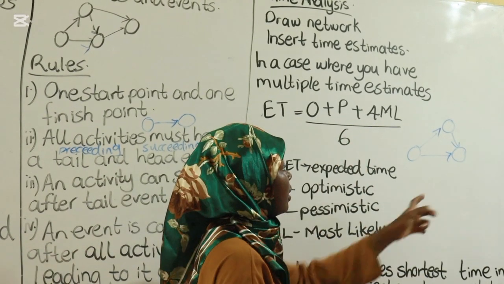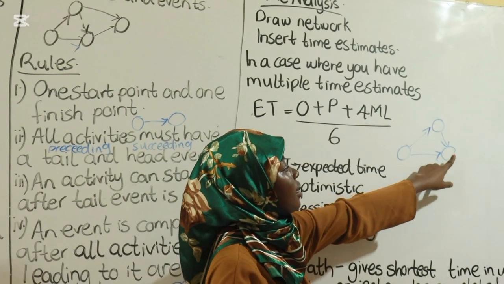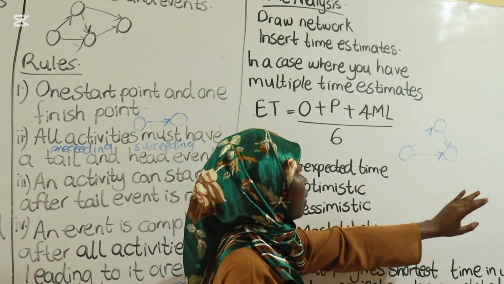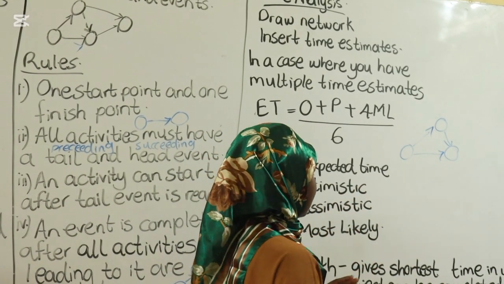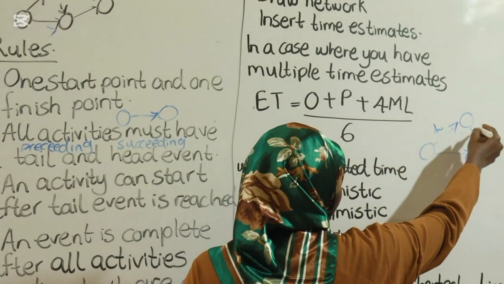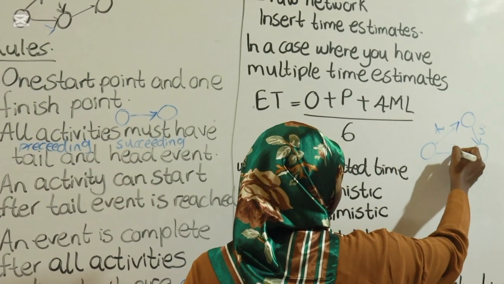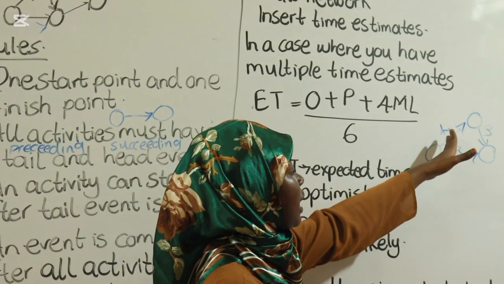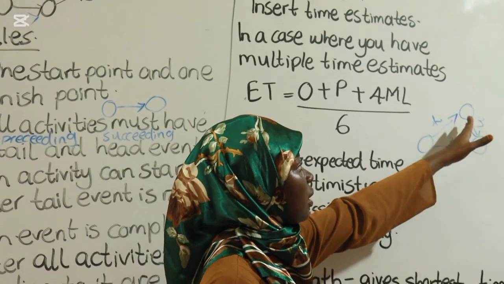When you take a look here, this is our start event, this is our end event, and we don't have any loops, we don't have any danglers. So after you draw your network, you should put the time estimates. Maybe you can say it takes you 4 days to move from this event to this event.